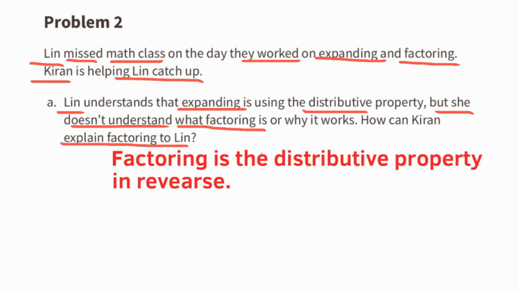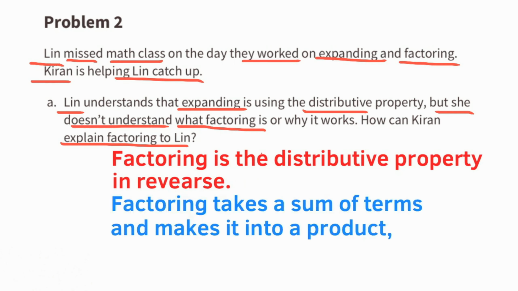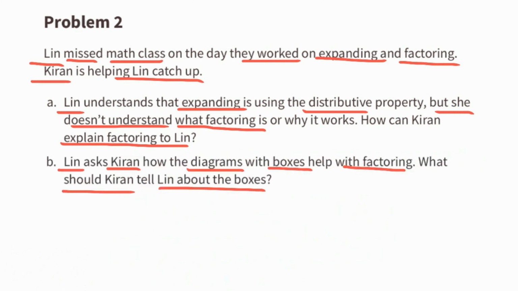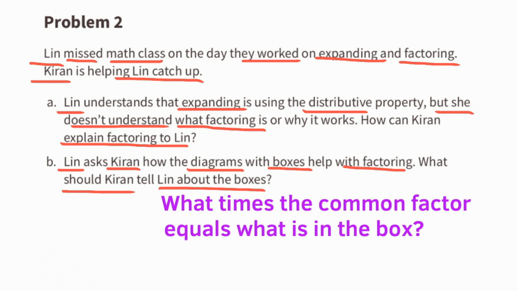Since Lynn understands the distributive property, Karen can tell her that factoring is the distributive property in reverse, and that factoring takes a sum of terms and makes it into a product by writing common factors outside the parentheses. B. Lynn asks Karen how the diagrams with boxes help with factoring. What should Karen tell Lynn about the boxes? Karen can tell Lynn to think of it like this. What times the common factor equals what's in the box?